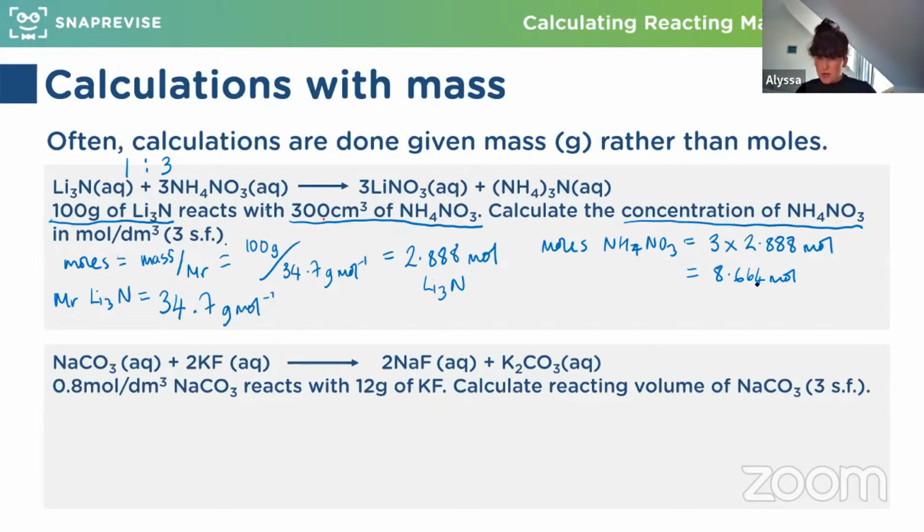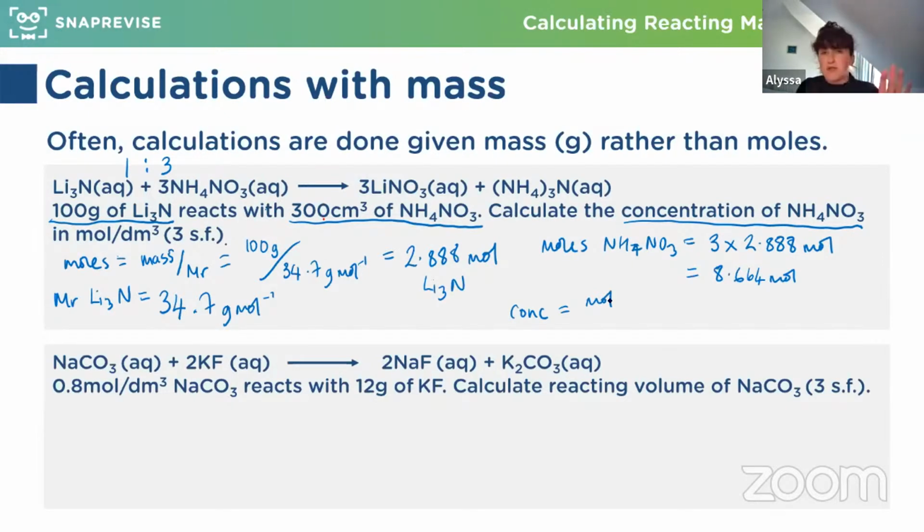So that's my moles of ammonium nitrate. I've got moles, I've got a volume, I need to find concentration. Let's just rearrange the equation in our head or use the equation triangle if we can. You may already know the definition of concentration: moles per unit volume. So moles divided by volume. You may already know that off the top of your head.